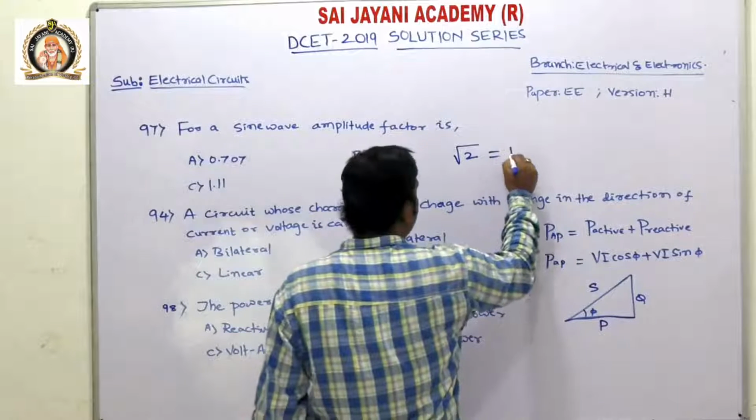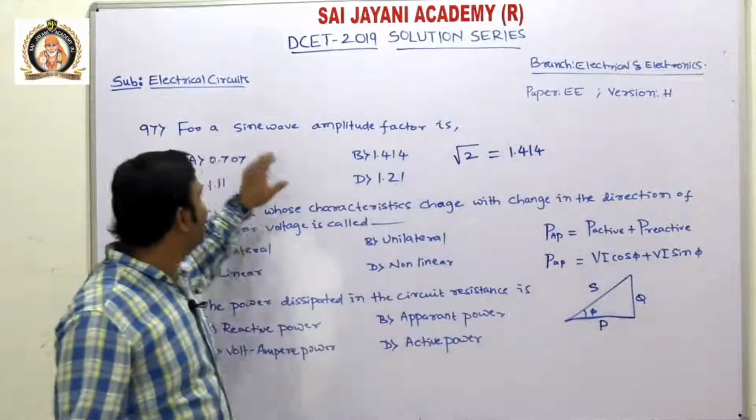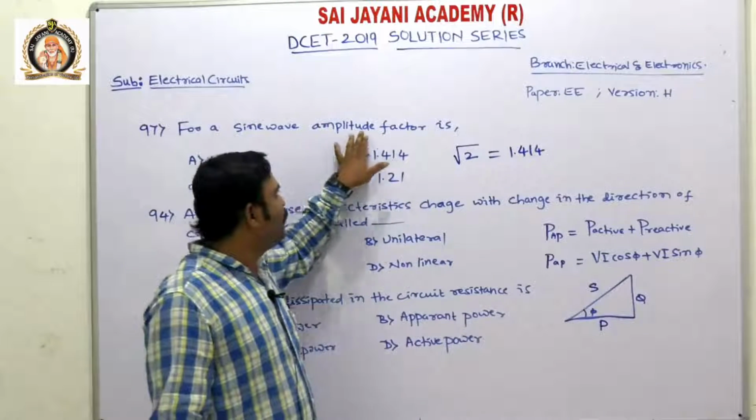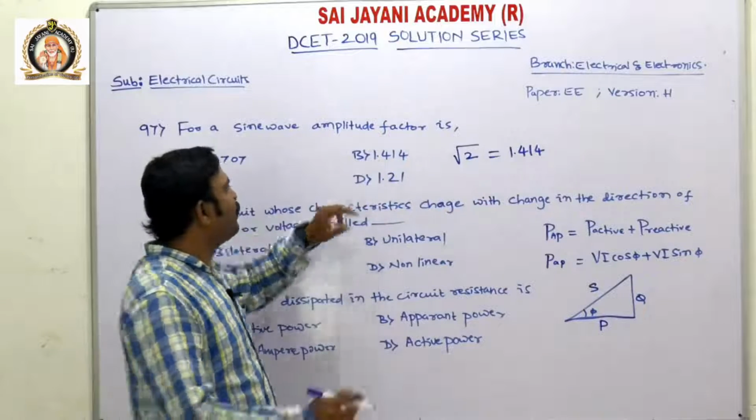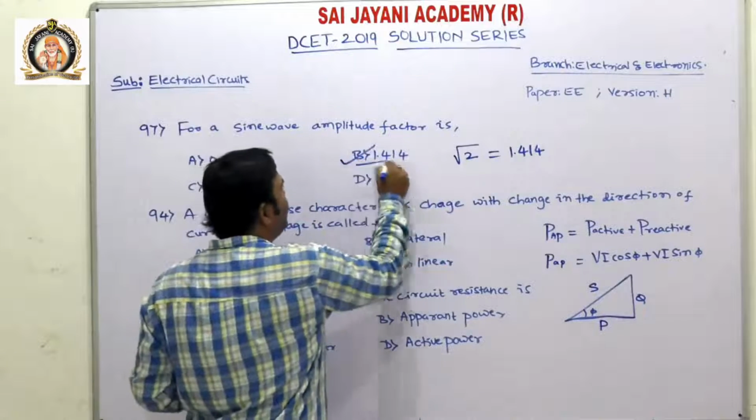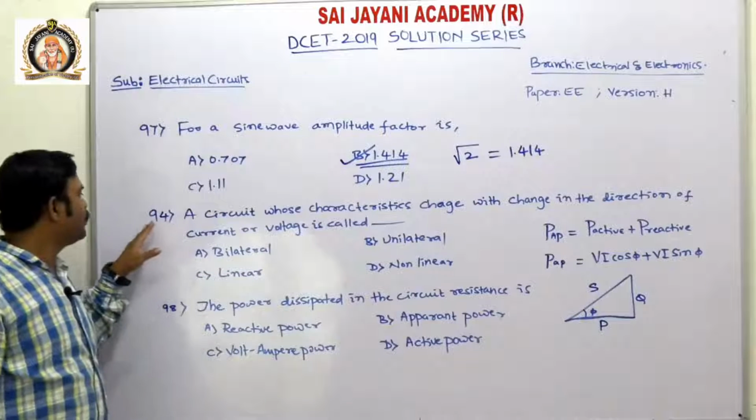So root 2's value is 1.414. So for a sine wave, the amplitude factor is root 2. Root 2 means 1.414, and option B is the right answer. Next question, question number 94.